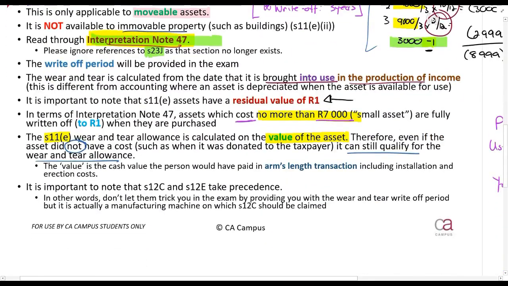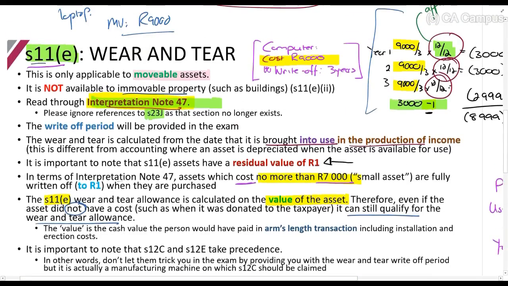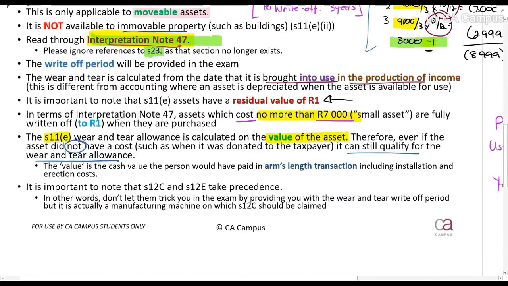Very important, guys, pay attention to that, because you'll see when you look at the other capital allowances, that rule does not apply. In all of the other instances, basically, you need to have a cost to the asset. So if you don't have the cost to an asset, you can't claim it.